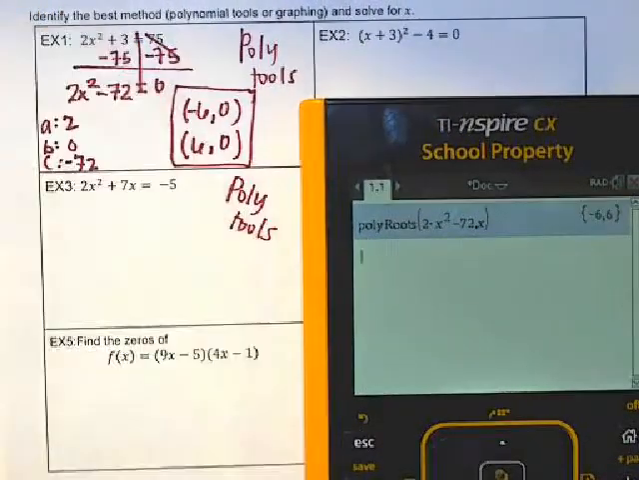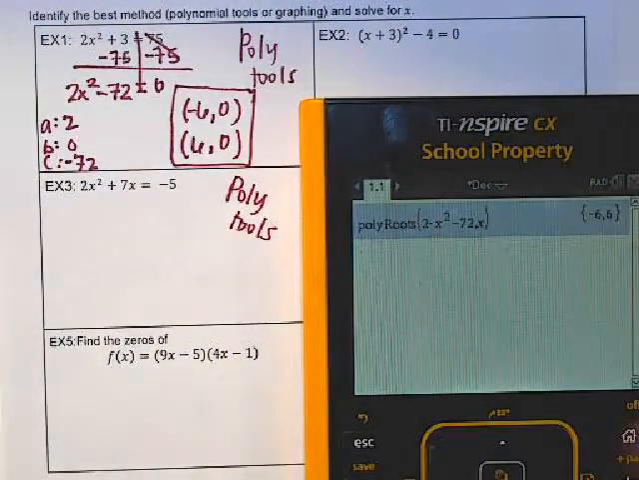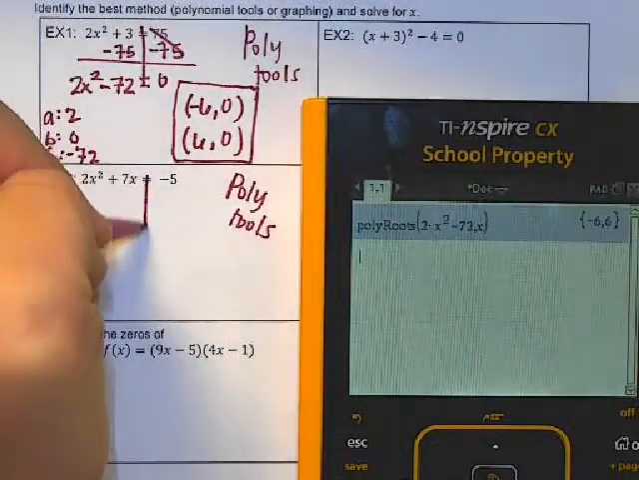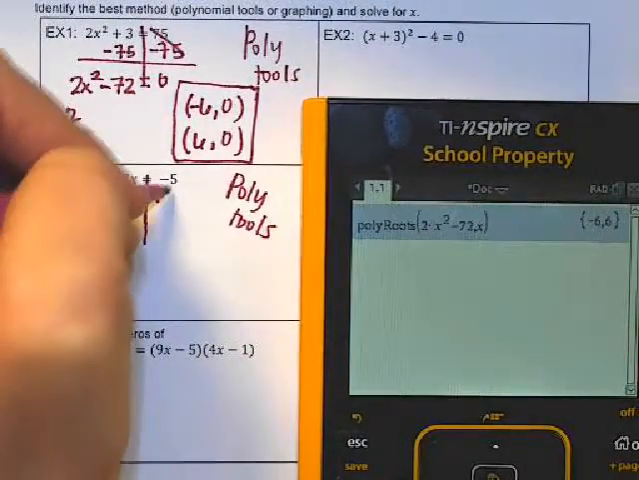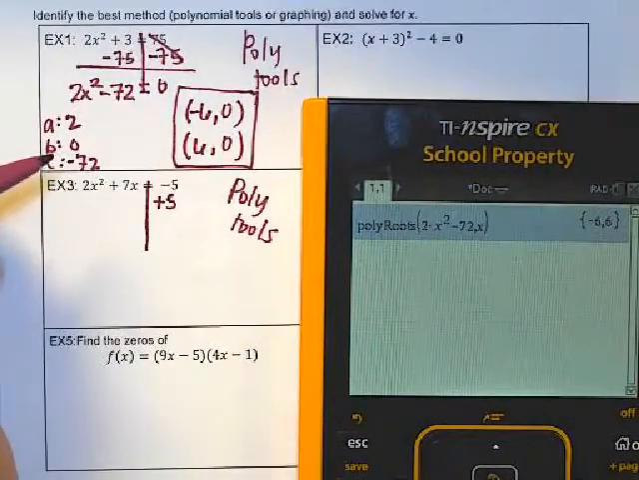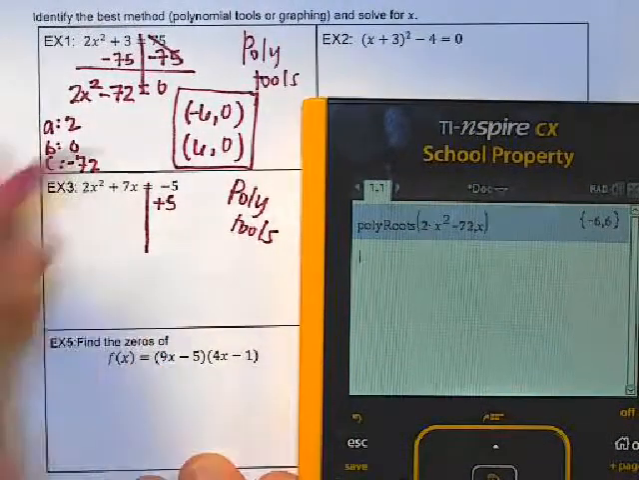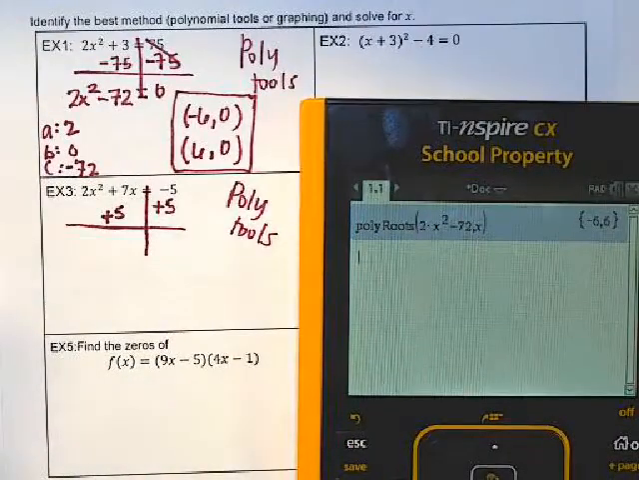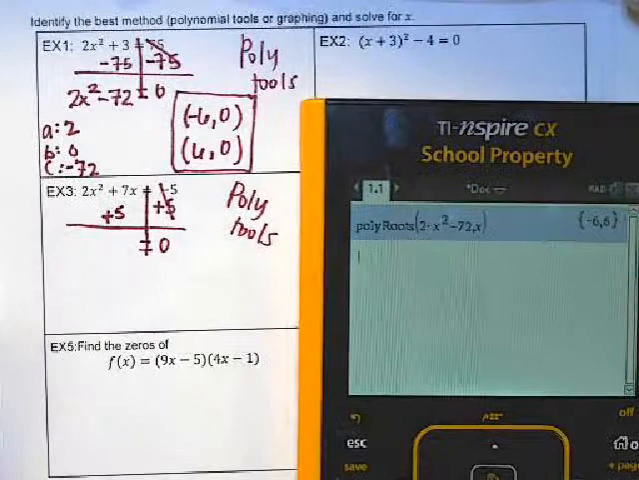Polynomial tools. Am I ready to plug this into polynomial tools? No. Why not? It's not equal to 0. So what do I need to do with this negative 5? Move it to the other side. Make sure you're writing this down. Levi, write with me, bud. Does it have a like term over here? Nope. So it doesn't matter where I write it. Negative 5 plus 5 is 0 equals.